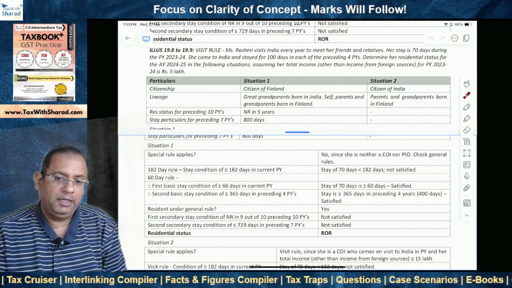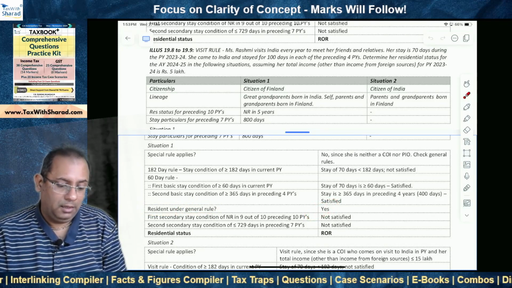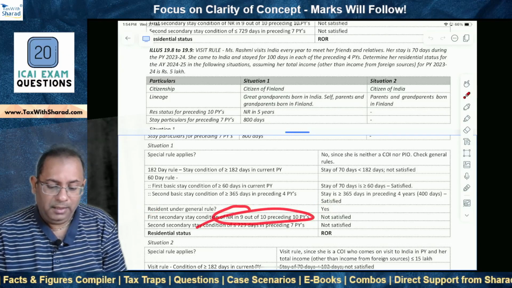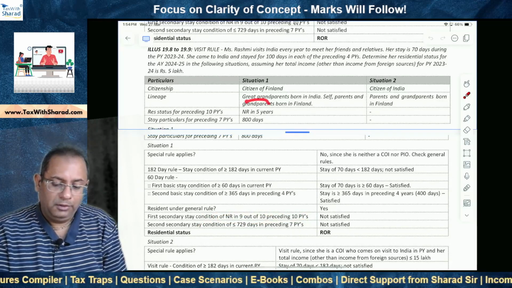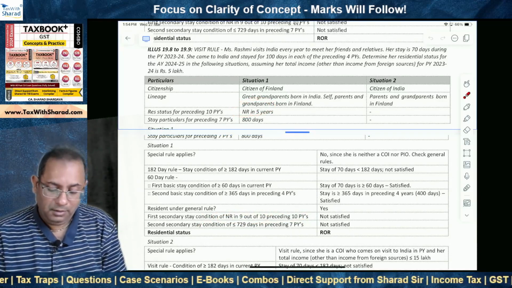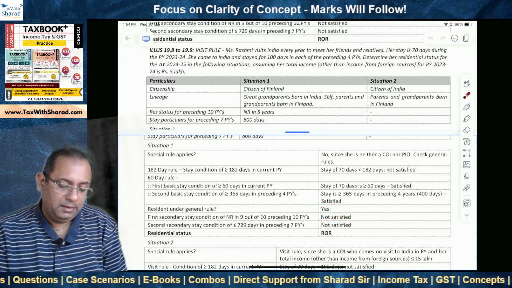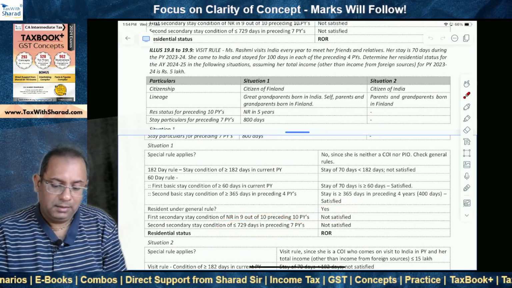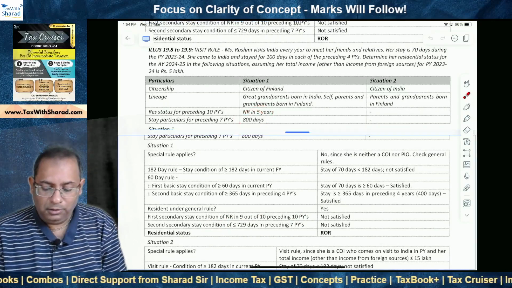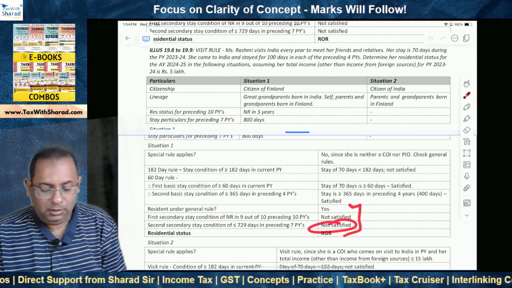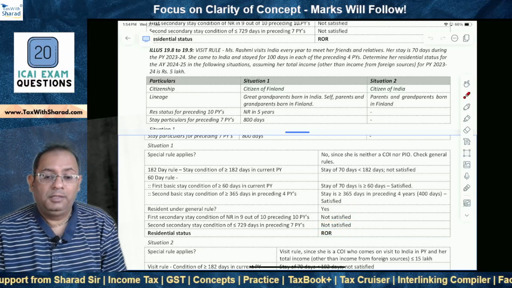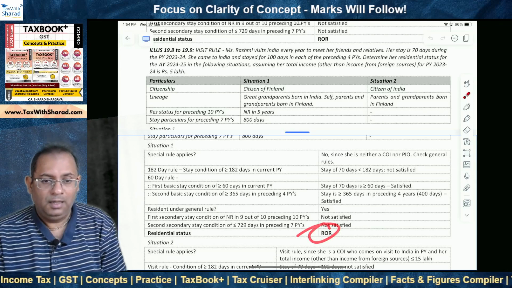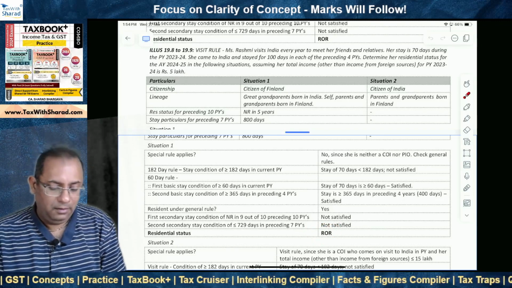Yes. So now we check the secondary stay conditions for ROR or RNOR. First secondary stay condition, non-resident in 9 out of 10 preceding previous years. But in the question it is given non-resident in 5 years. So this is not satisfied. Second secondary stay condition is 729 days or less in the preceding 7 previous years. It is given 800 days. So this is also not satisfied. So both the secondary stay conditions are not satisfied. This means that the residential status of Ms. Rashmi will be ROR, resident and ordinarily resident.